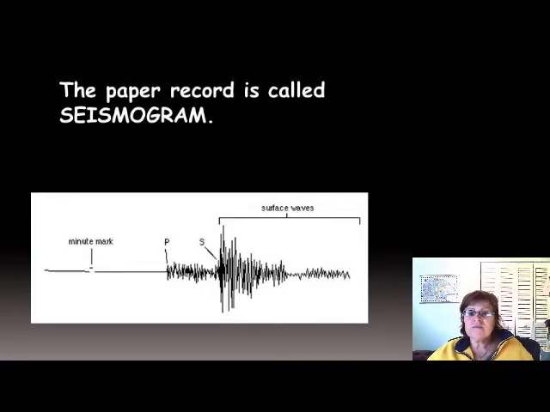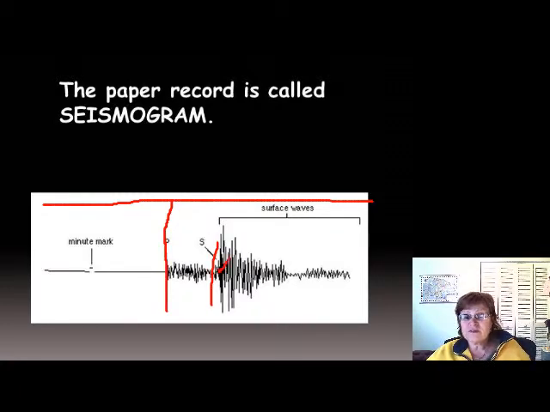The main thing on the seismogram is time. So when a P wave arrives at the seismic station, it will make a big mark right there. And then you will see the time of the S wave and the time of the surface wave. So this is just the way it goes.